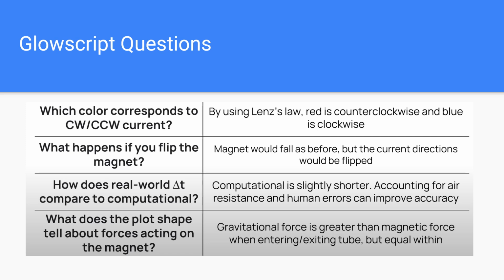And then what does the plot shape tell you about the forces acting on the magnet? The gravitational force is greater when entering and exiting the tube, but it's equal in the middle, as you can see.